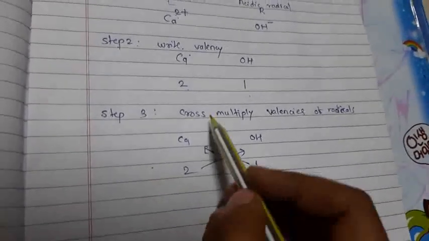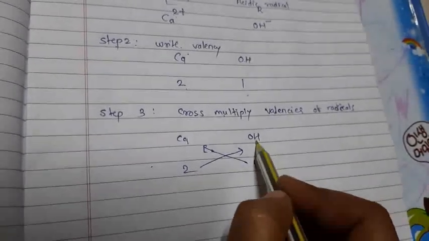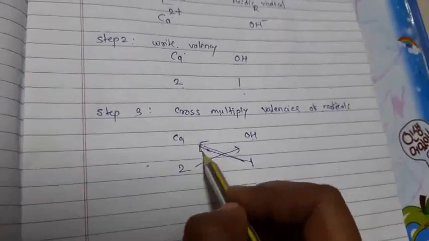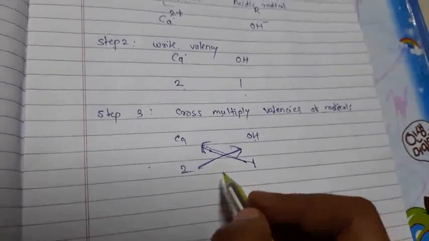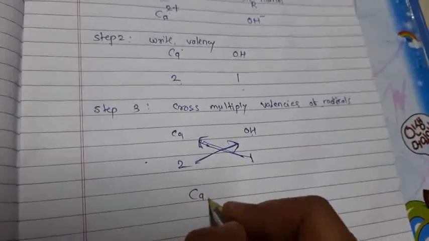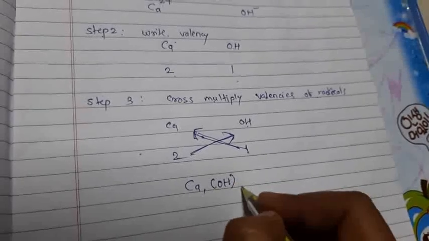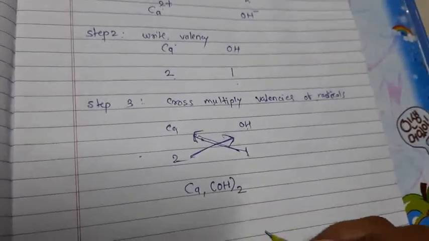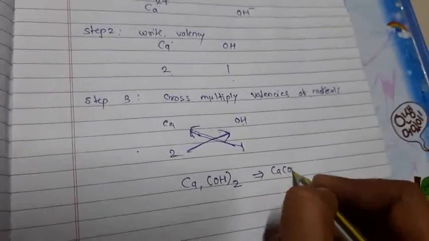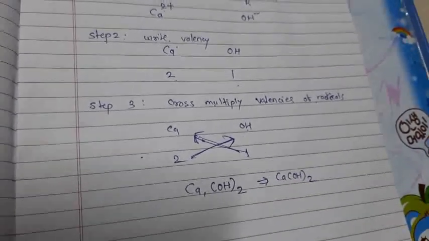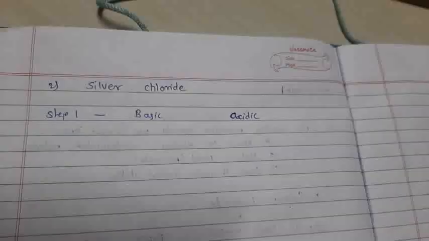Last step is to cross multiply the valencies of radicals. That is, 1 is the valency of OH, but that will be assigned to Ca, and 2 is the valency of calcium, but that will be assigned to OH. So the formula will be Ca with 1, and the OH group is assigned the number 2. 1 we do not write, so the formula will be Ca(OH)2. In this way, you can form the molecular formula of any compound.